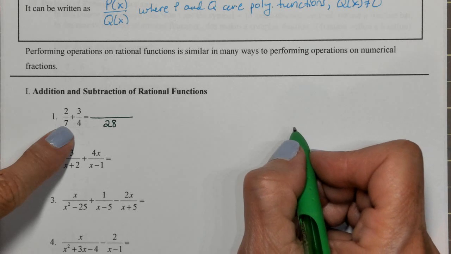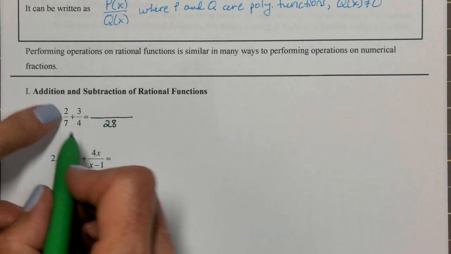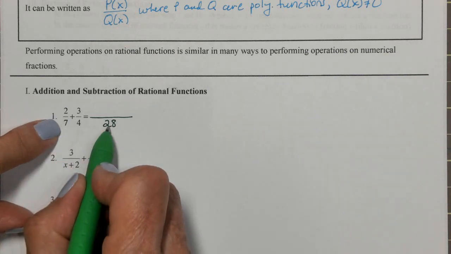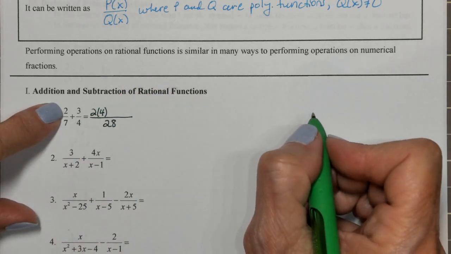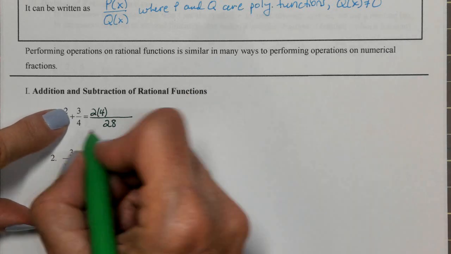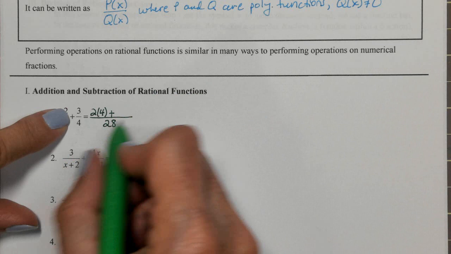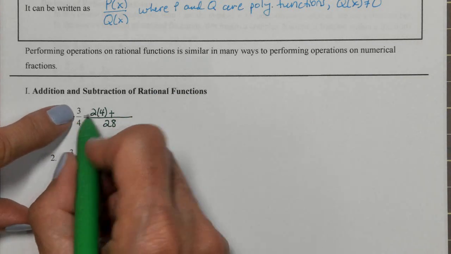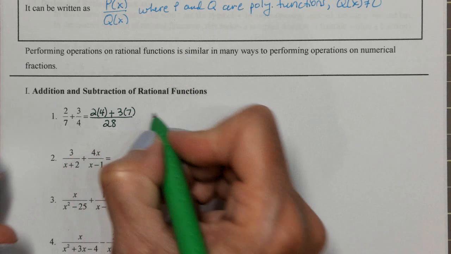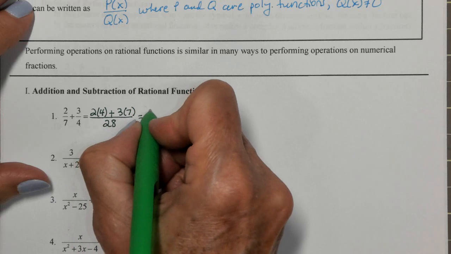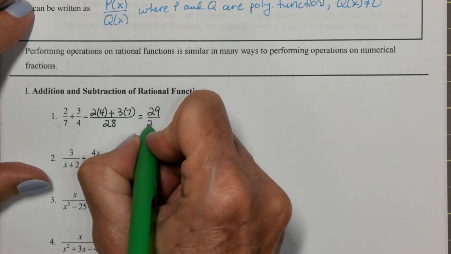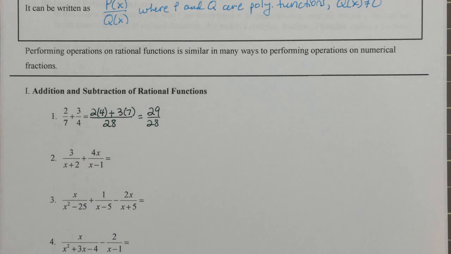The first fraction was 2 over 7. Now we want the denominator to be 28. You multiply 7 times 4 to get 28, so you have to multiply 2 times 4 to get this common denominator. For the second one, we're adding, so I'll put a plus here. You multiply 4 times 7 to get 28, so we must multiply 3 times 7 to keep everything equal. So we have 8 plus 21, which is 29, divided by 28. So that is how you add numerical fractions.